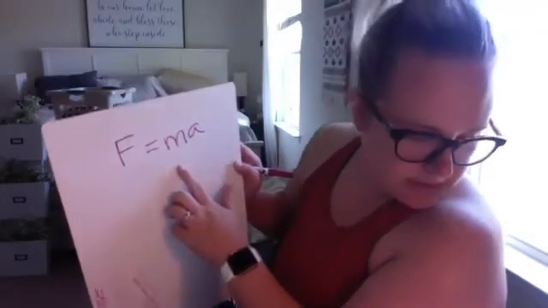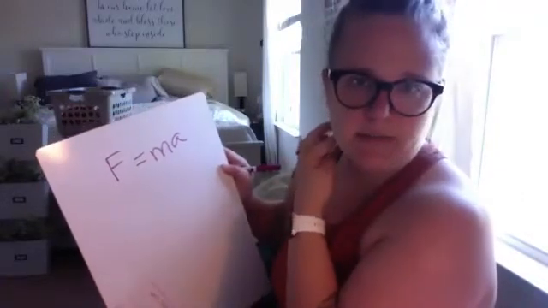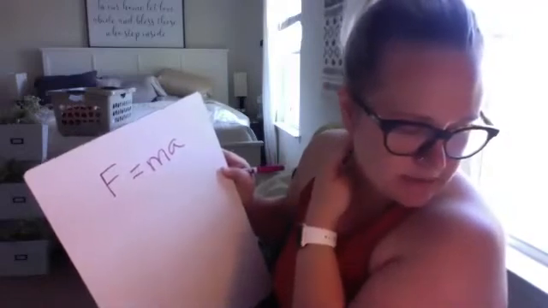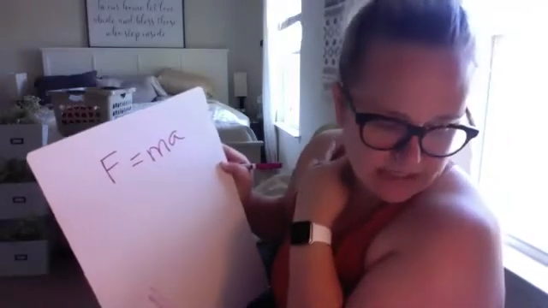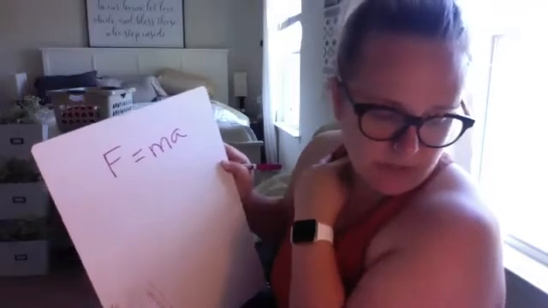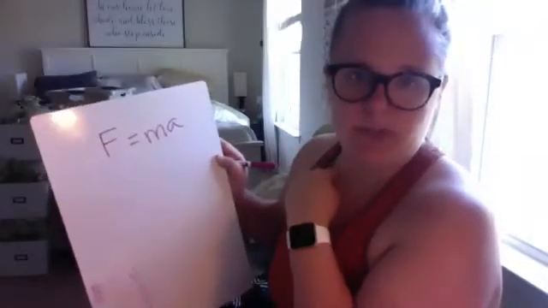So number 6 gives the mass in grams. I'm going to read the question. It says, an object with a mass of 2,000 grams accelerates at 8.3 meters per second squared when an unknown force is applied to it. What is the amount of the force?